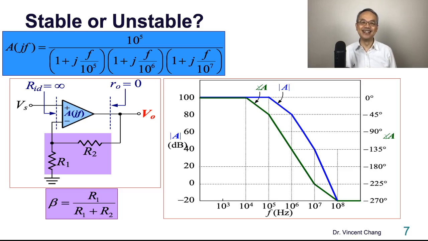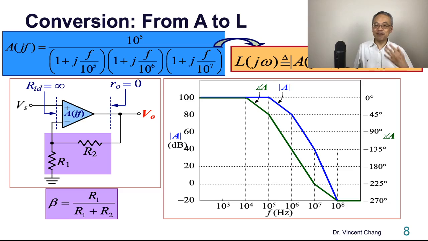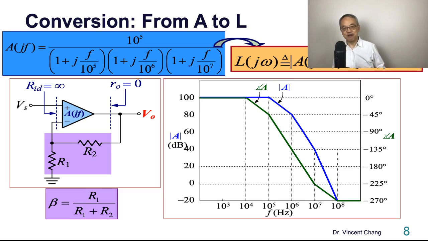I hope you remember who has the final authority to make the judgment about the stability of the circuit. Loop gain. All right? So beta is not given. We need beta.